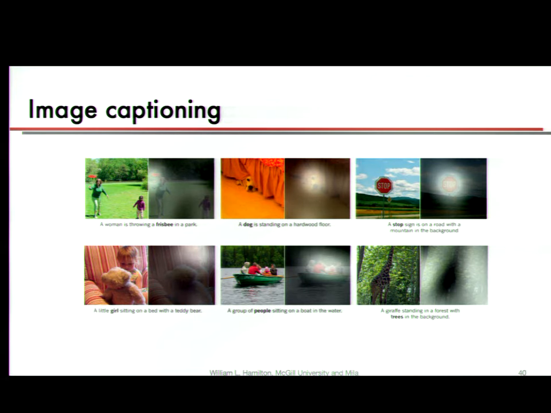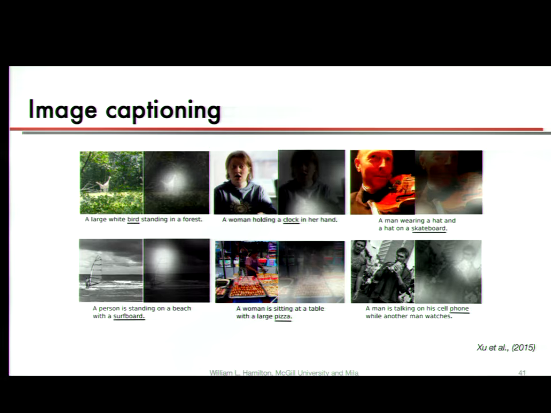So here we have "a woman is throwing a frisbee in the park," and you can see this is visualizing what parts of the image the model's attending to. So you can see it's attending to the fact there's a frisbee being thrown. "A dog is standing on a hardwood floor." It's attending to the dog's face, and so on. And so again, not only did this improve the empirical quality of the captions that were generated, but it also helps us interpret a little bit what the model's doing. There's a few more examples, but in the interest of time, we'll skip this.